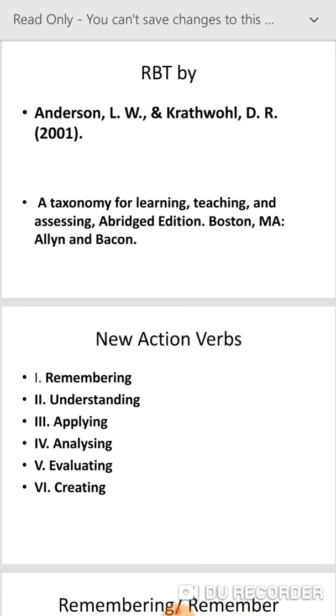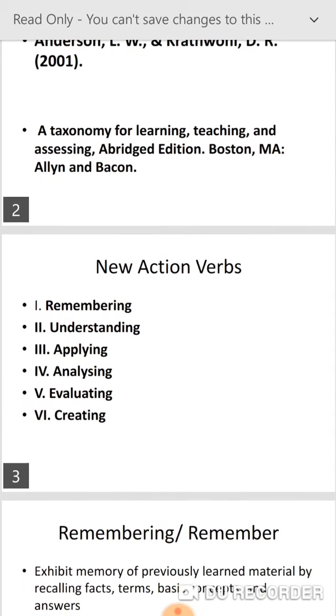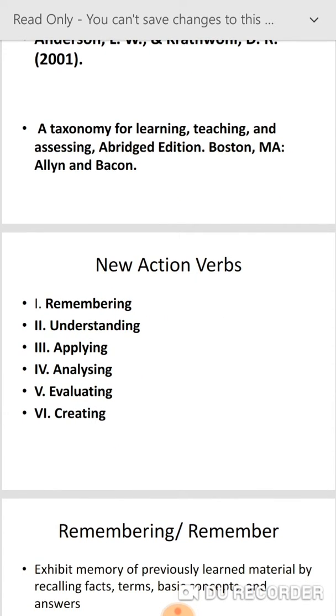Actually, the most important change explained by Anderson and Krathwohl is in the cognitive domain. Formerly, the cognitive domain was based on 6 objective levels. They were knowledge, comprehension, application, analysis, synthesis, evaluation.